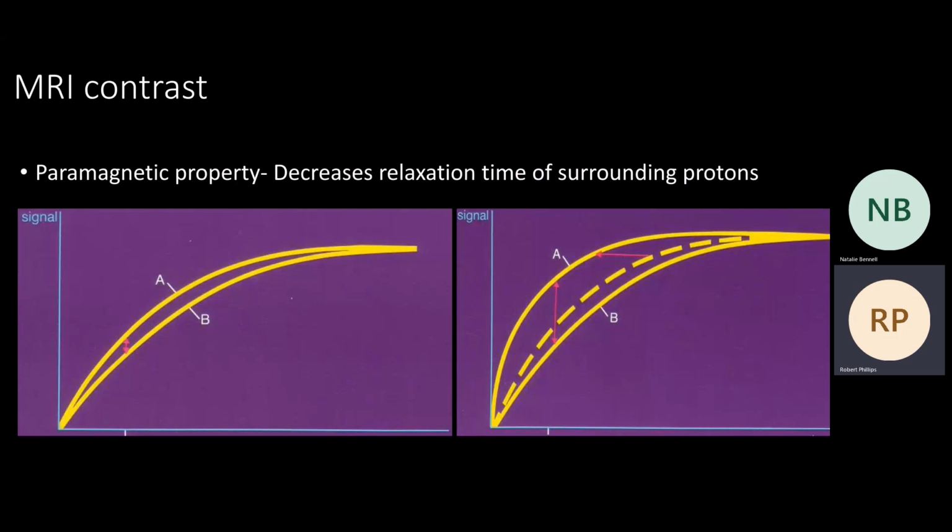So for example, we have two different tissues. A, for example, is a tumor. B is normal tissue. And we want to differentiate the tumor from the normal tissue. If we add gadolinium in tissue A, the relaxation time will decrease and this curve shifts towards the left. And there is wide differentiation between A and B tissue, and we can differentiate the tumor from normal tissue. This is how the MR contrast works.